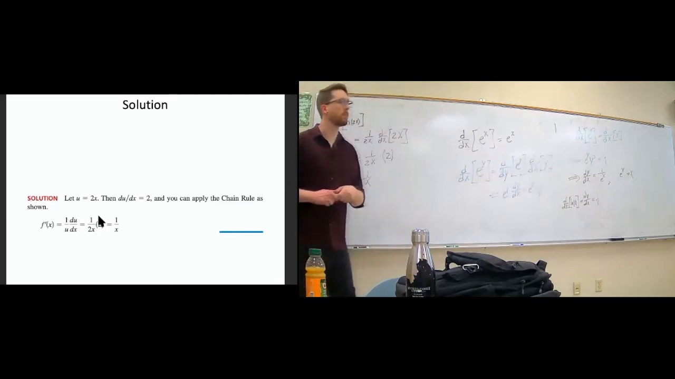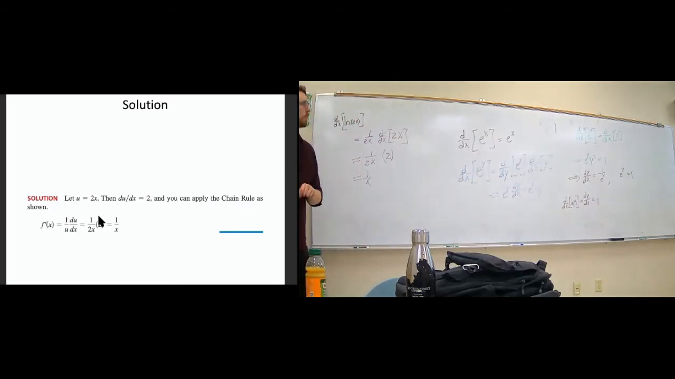This is probably a dumb question, but where does the 1 half come from? Like, when you're solving it, where does the 1 over 2x? Oh, that's 1 over 2x. That's fine.